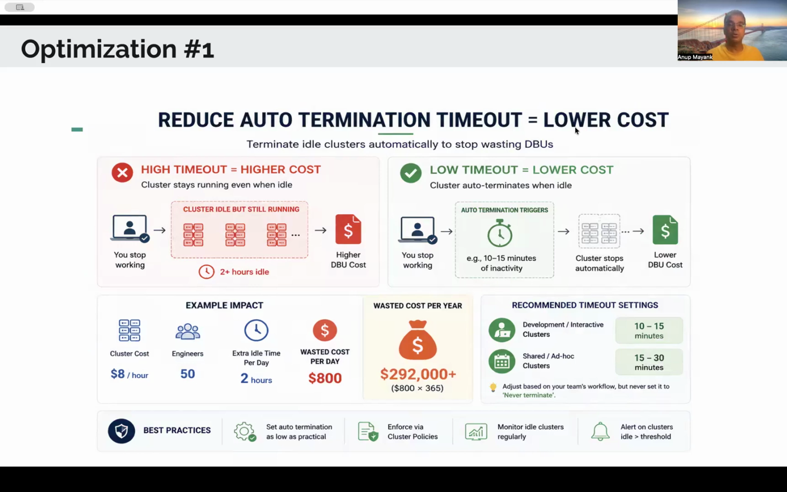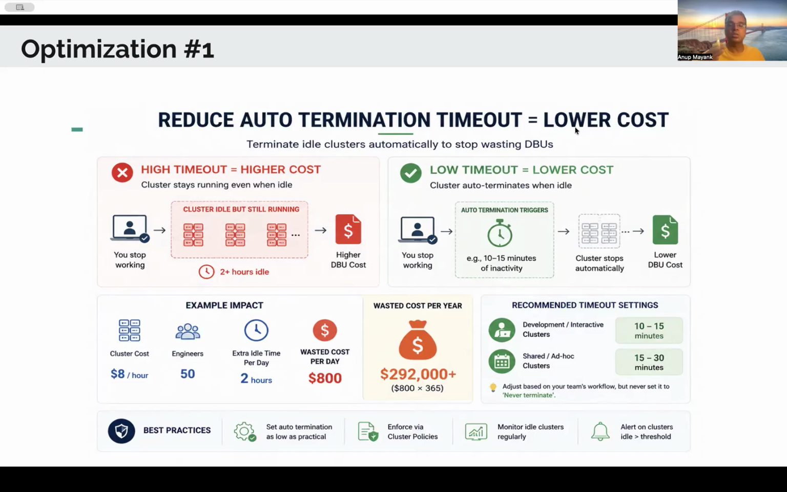Optimization number one, and it is the easiest one to do, the simplest: you have to reduce the auto termination timeout. Many people have set it either too long, like 2+ hours, or they have not set it up at all. So your cluster is running and it is burning dollars and DBUs. You can set it to lower values. For example, in a dev environment, you want to set it to 10 to 15 minutes, and in shared ad hoc clusters, you want to set it to 15 to 30 minutes.